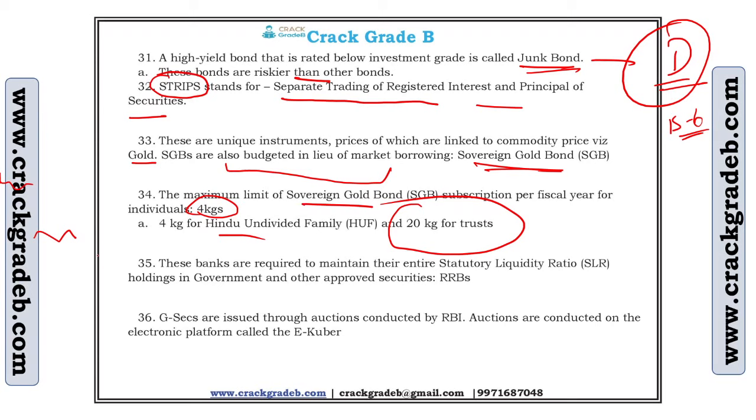Now, these banks are required to maintain their entire SLR holdings in the government and other approved securities, that are regional rural banks. Very, very important, right? To maintain their entire SLR holdings in government and other approved securities. Now, GSECs are issued through auctions conducted by RBI. Auctions are conducted on the electronic platform called eCubed, right?